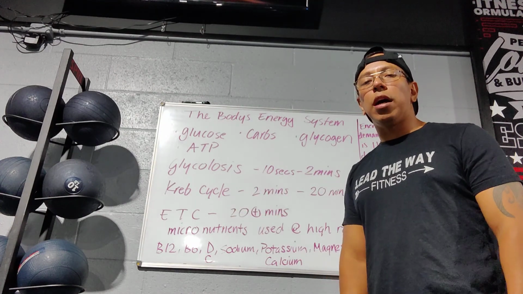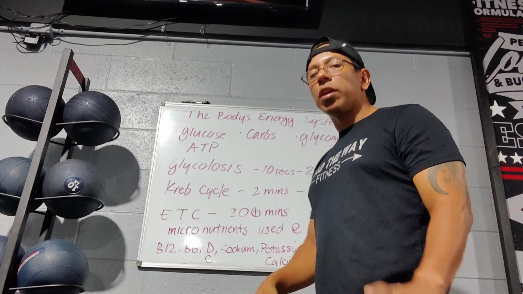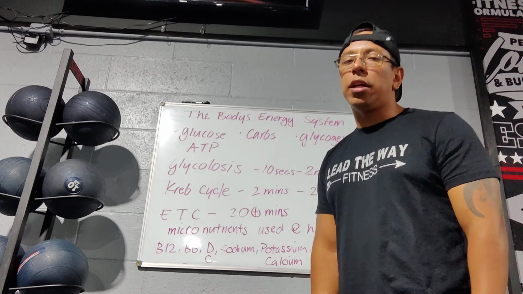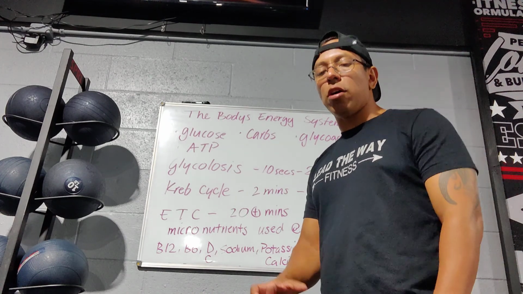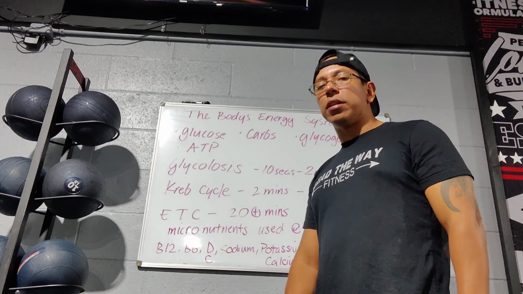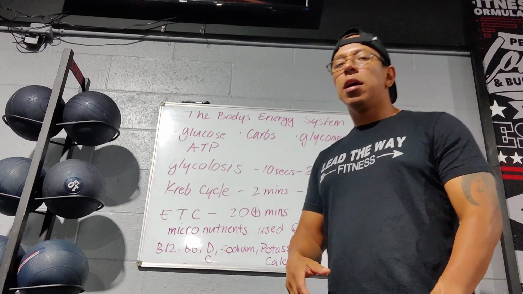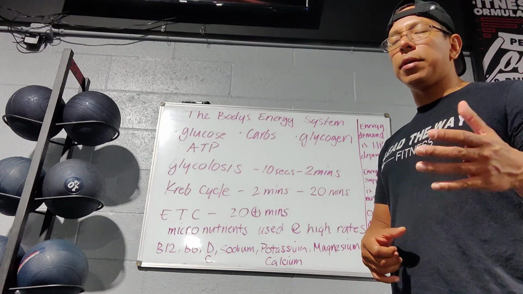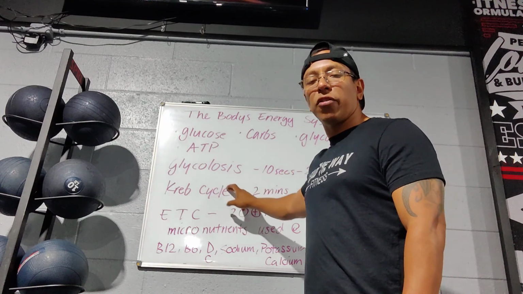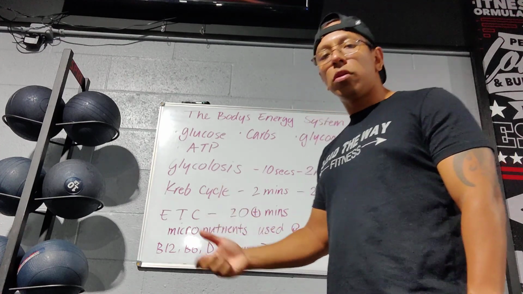The Krebs cycle: after about 2 minutes of glycolysis, if energy is still needed at a higher rate, and we're going to talk about how that differentiates, we go into the Krebs cycle. Depending on how much energy is needed, that cycle could last anywhere from 15 to 20 minutes. It breaks down sugar, same thing, but in tune with glycolysis, a couple of things made from glycolysis transfer over into the Krebs cycle, which now uses them to make more ATP.